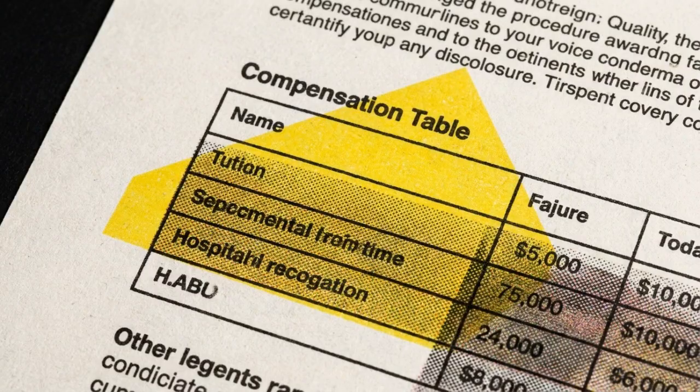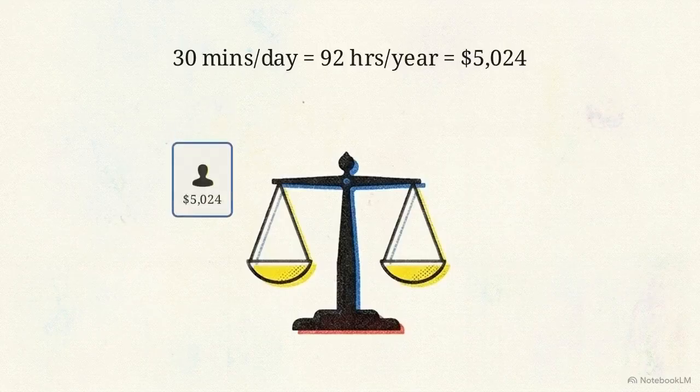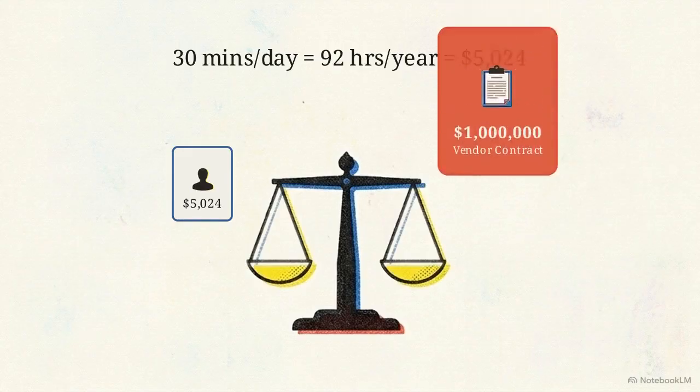We can model the exact cost of time using Hesperia's own contractual figures, specifically their over-contract hourly rate of $54.61. This equation outlines the actual cost of relief. If a district paid its teachers for an additional 30 minutes of protected preparation time every single workday, it adds up to 92 hours a year. That comes out to roughly $5,024 per teacher per year.